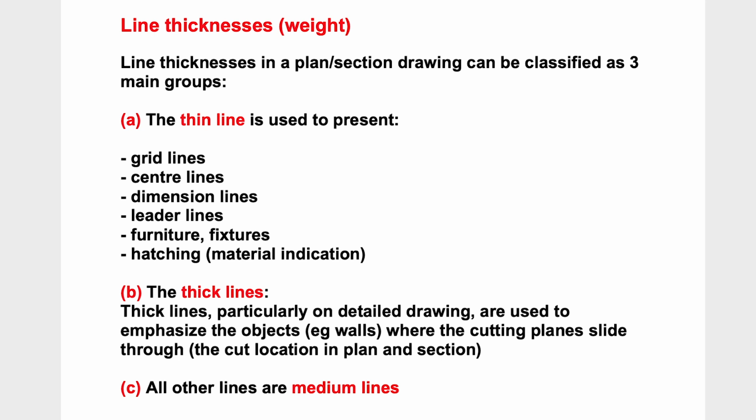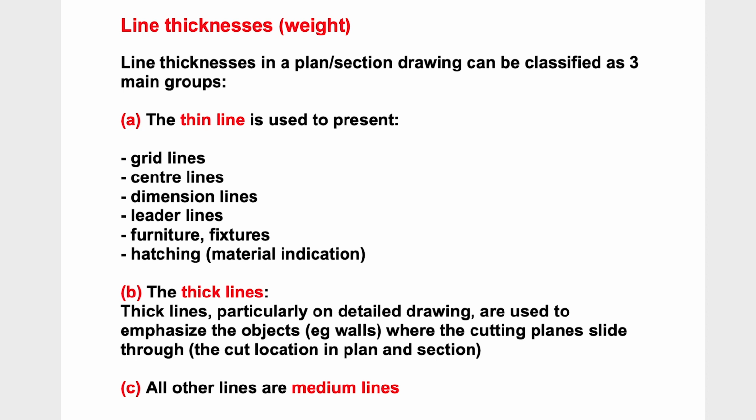Basically, line thickness helps us to highlight the information that we need to convey. There are 3 categories: a thin line, a thick line, and a medium line. Thin lines are used for grid lines, center lines, dimension lines, leaders, furniture, fixtures, and hatchings. If you're doing construction studio, for sure you are looking at the grid line, center line, dimension lines, and leader lines. In this unit, interior architecture communication and architectural communications, you don't need to do these 4 lines, because our drawings are submitted to the client and not for the builders. So we're only looking at the thin line, including the furniture and the hatching.